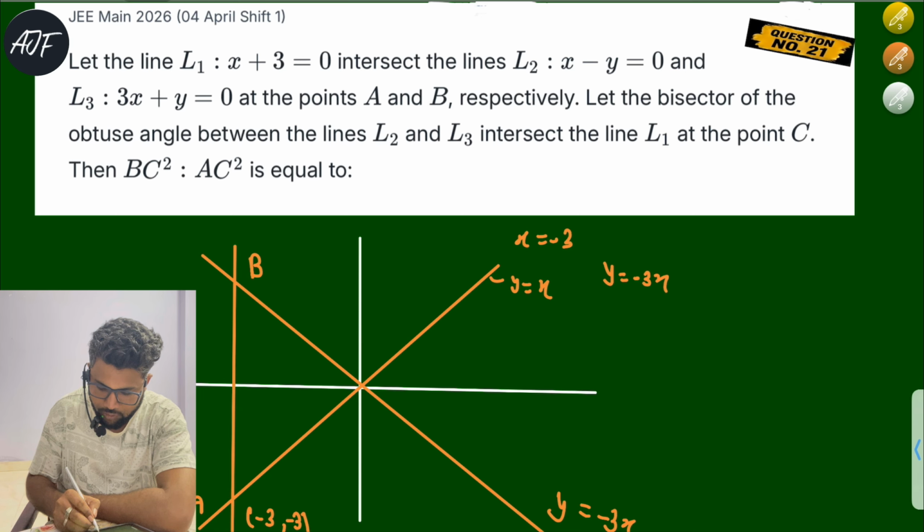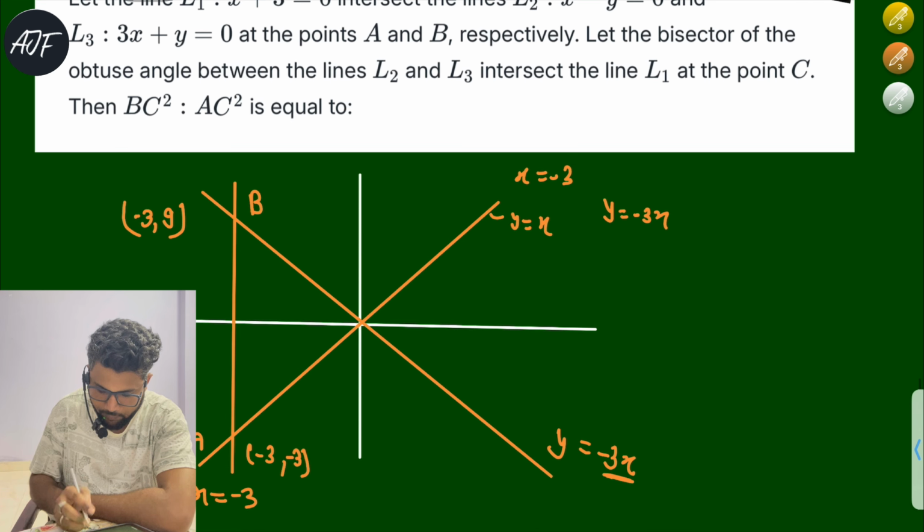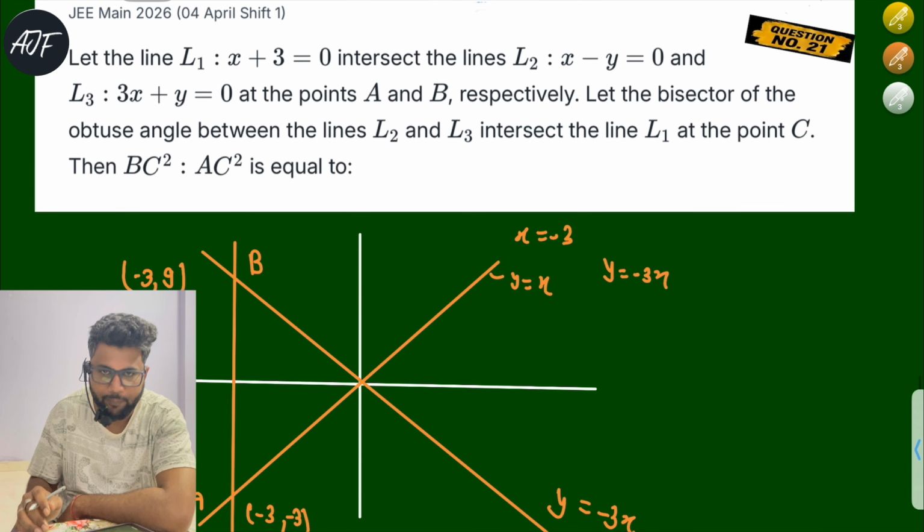Similarly, if you put x = 3, then you easily get the y value. If you put 3, the value is -3. If you put -3, then you get the value 9, since y = -3 into -3 is 9. So easily these two points are possible.